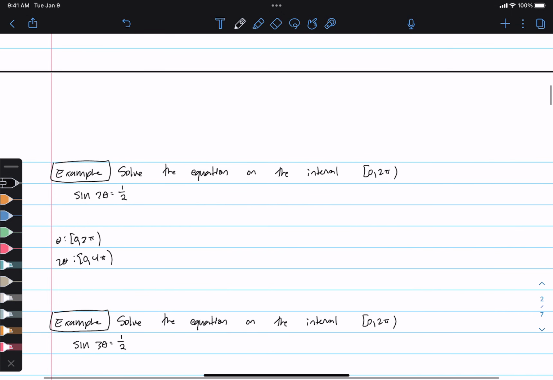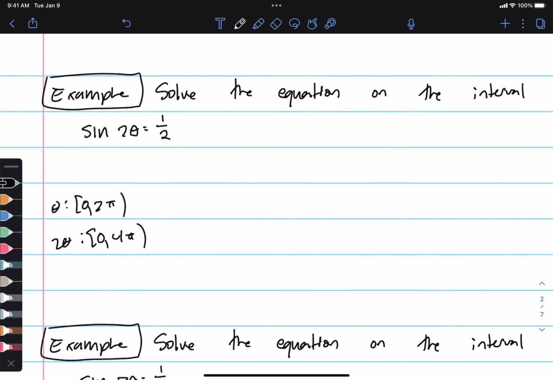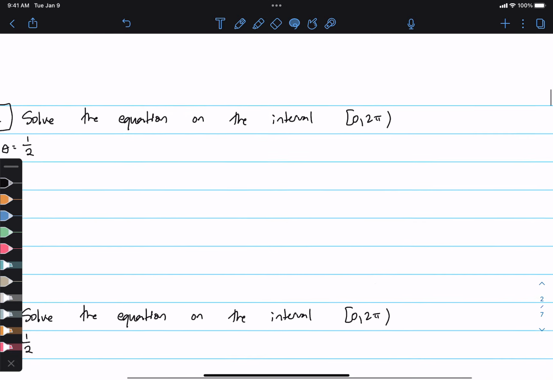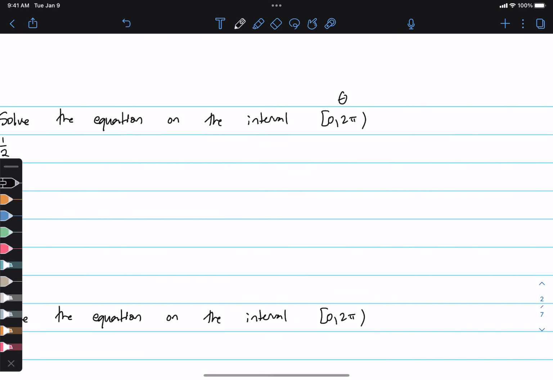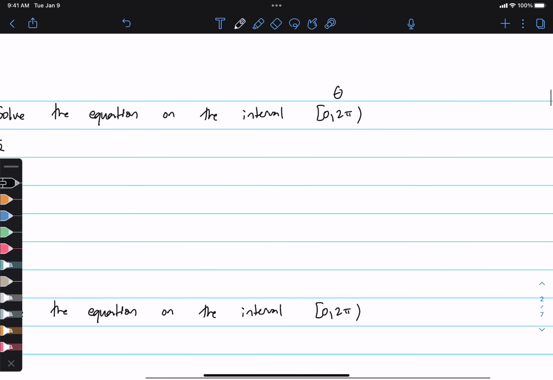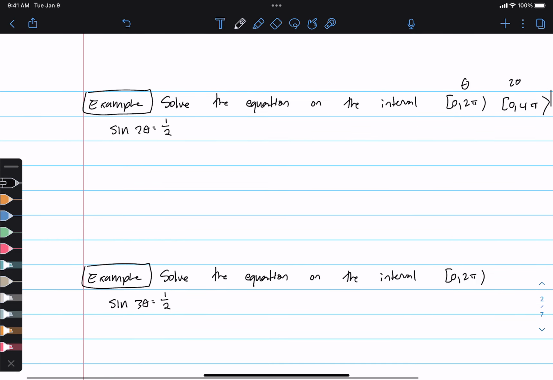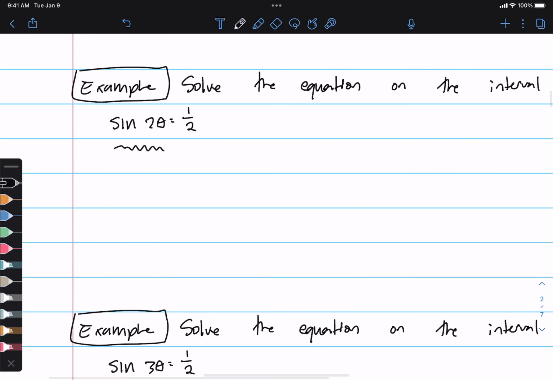Now, what if instead we wanted to find the sine of 2 theta is equal to 1/2? In this case, we're still trying to solve for theta on the interval 0 to 2 pi. But we know that 2 theta is then going to be from 0 to 4 pi, and so we need to broaden our search. I don't want to use an identity here. I don't want to expand this out and try to confuse myself more.